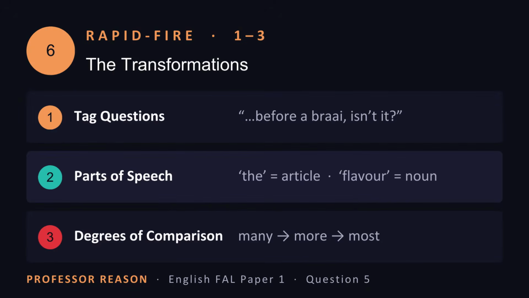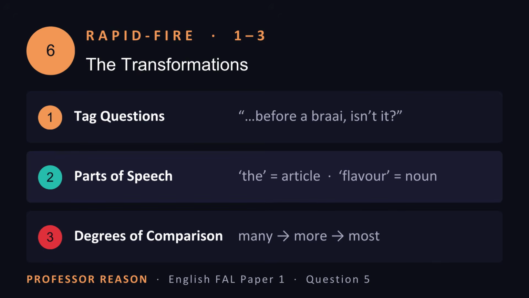Number 1, tag questions. Here's the sentence. It is a perfect filler before a bride becomes, isn't it? Number 2, parts of speech. Know the 8. 2024 underlined there. That is a what? An article. And another one was flavor. That is a noun.